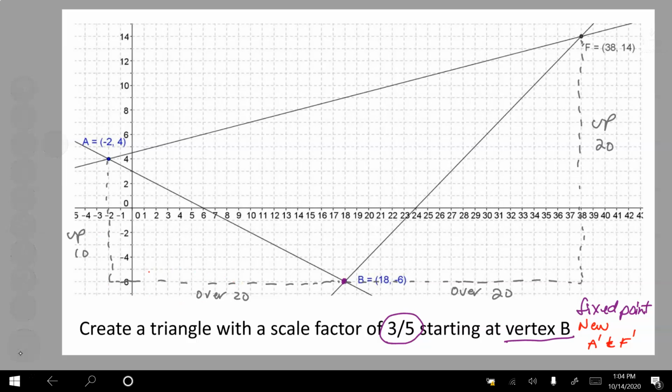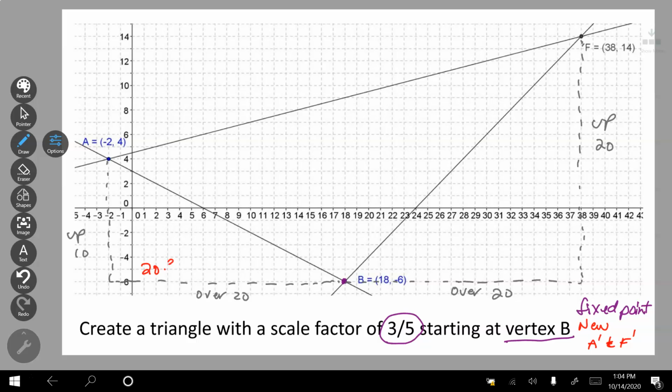If I multiply it by my 3/5 factor, I get 12. And when I do 10 times 3/5, I get 6. So now I have to go over 12 and up 6. And over here I have the same thing, 20 times 3/5 is 12, and 20 times 3/5 is 12.